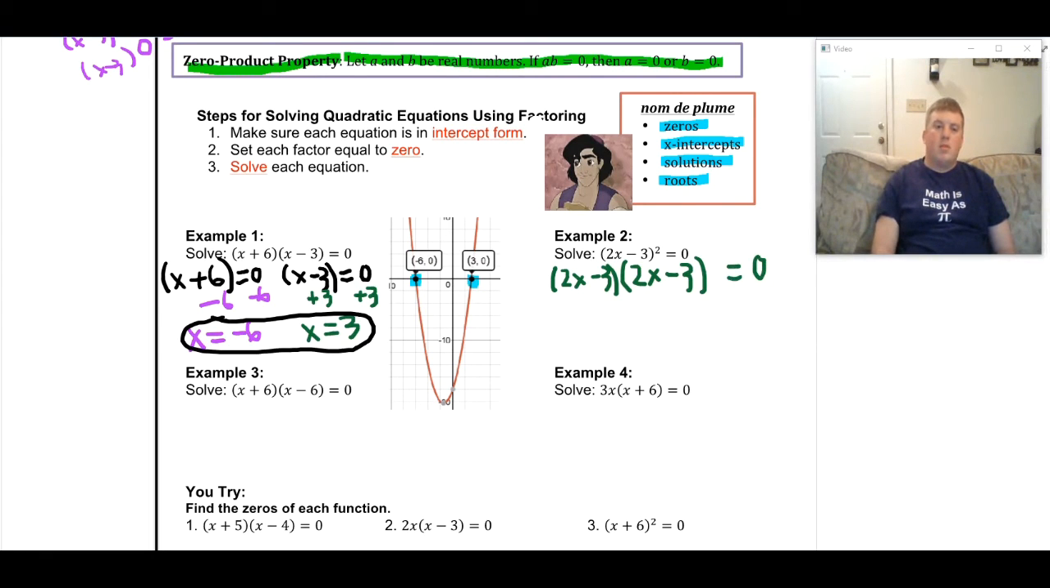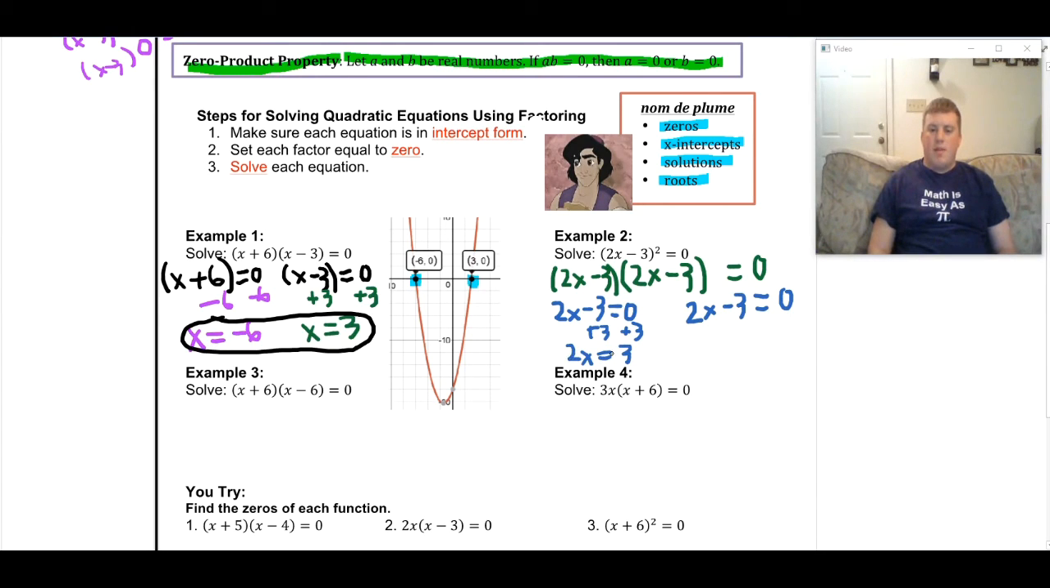Now remember, when we are solving these, we want to set each factor equal to 0. So we are going to set our first factor, 2x minus 3, equal to 0. And then we're going to set our second factor equal to 0. So 2x minus 3 is going to be equal to 0 again. Because if either one of these is 0, that means our total sum is going to be 0. So what I want to do now is solve this simple equation. I'm going to add 3 to both sides. I'm going to get 2x equals 3.